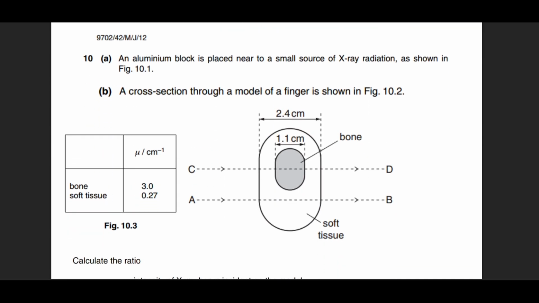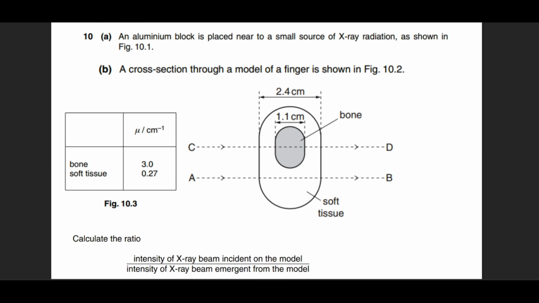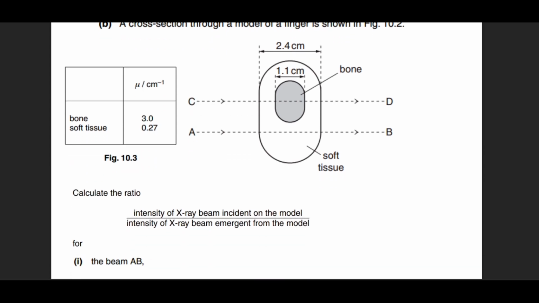Let's try to understand the attenuation equation a bit better, and then we're going to move on to the next question. Okay, so aluminum block placed, fine, we understand this. A cross-section of the model of the finger is shown, okay, fine. Now, notice that the attenuation constant of the bone is different from the flesh, right? Bone absorbs more and tissues absorb less.